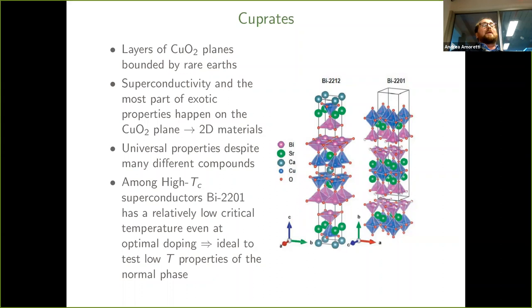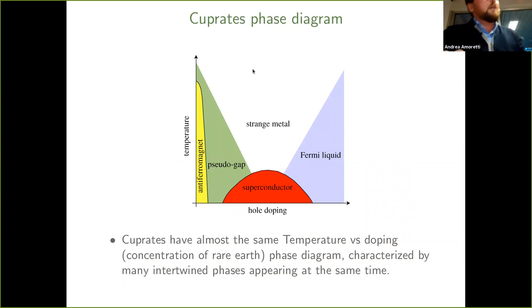So as I said, these materials are famous for being very generic: despite having very different crystalline structures from each other, they have a pretty similar phase diagram. In particular, this is the phase diagram of temperature against hole doping. The hole doping is basically proportional to the in-plane carrier density, by which I mean the density of carriers in the copper oxide plane.